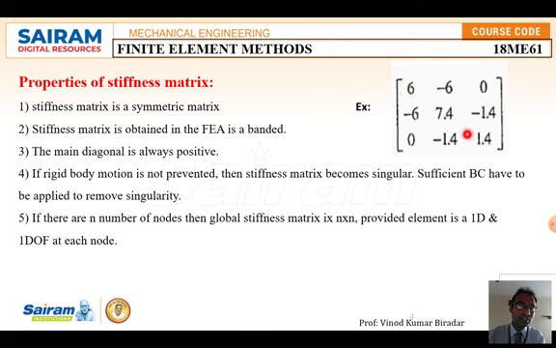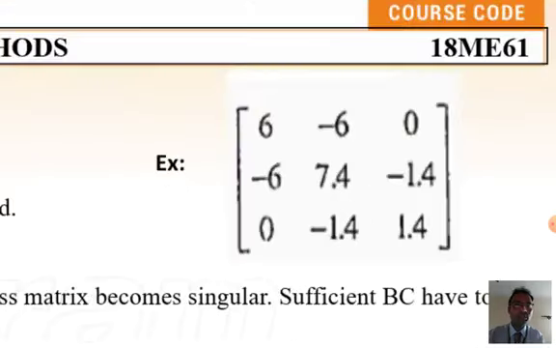The main diagonals are always positive, and it is a symmetric matrix. Suppose you fold this matrix in between, all the values should be similar. This is minus 6, so this side is also minus 6. This is 0, so this side is also 0. This is minus 1.4, so this is also minus 1.4. So it is always symmetric. If you fold it, or cut the section, all the similar values should be there on both sides.